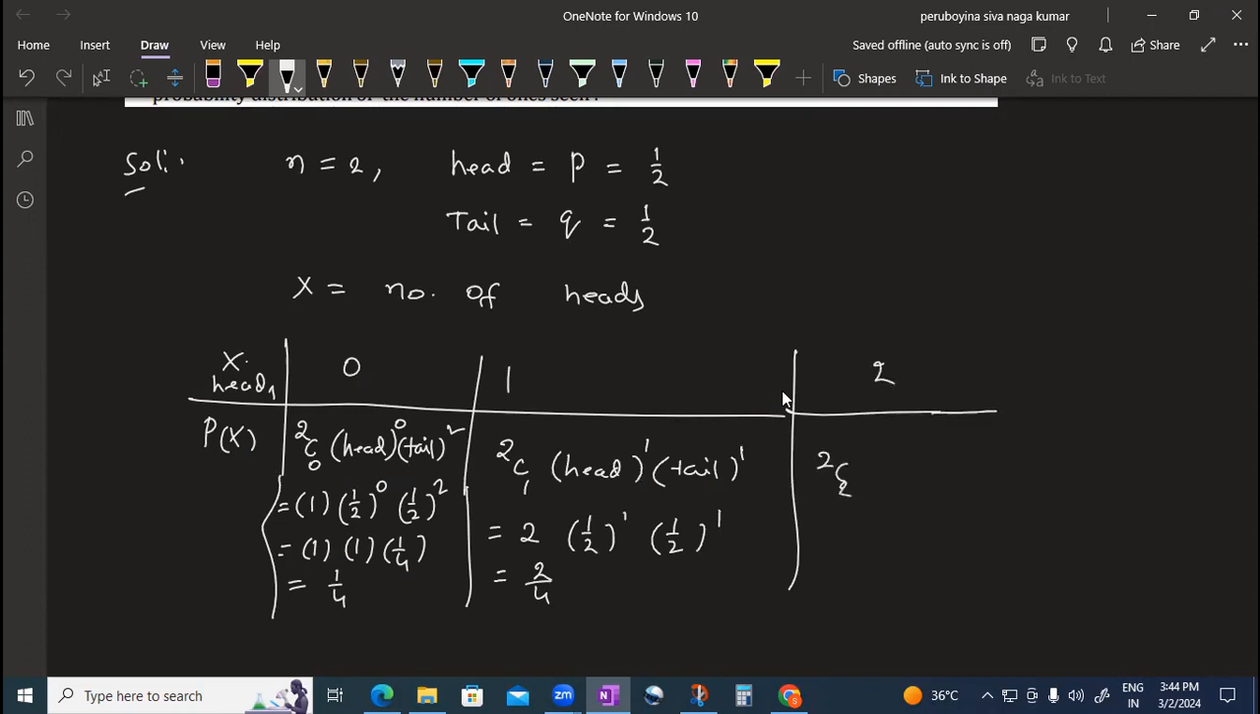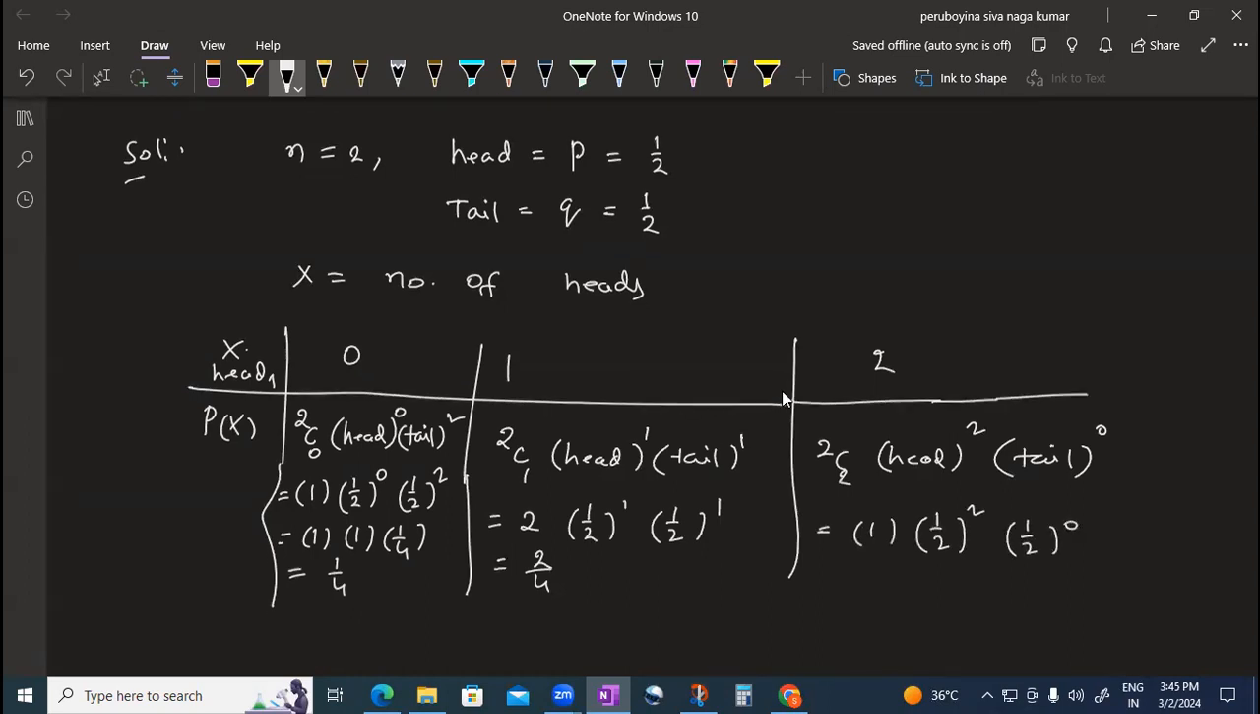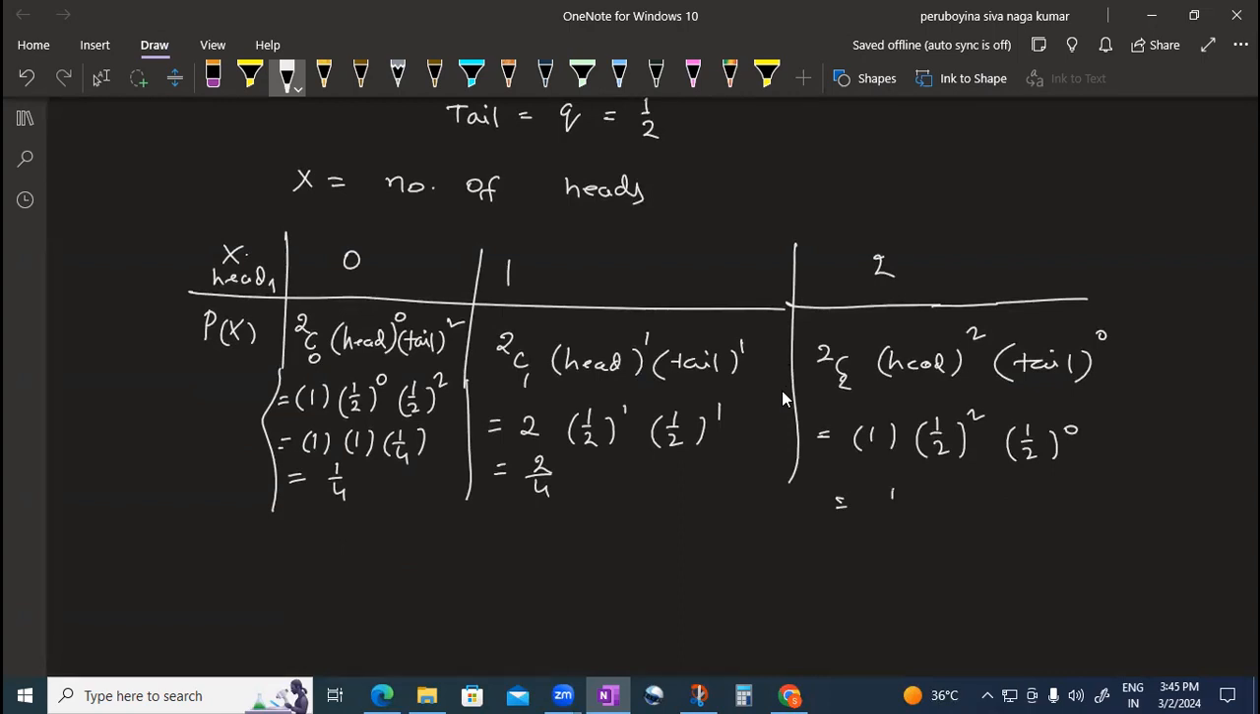Next, the last case, two heads. Select 2C2, and heads are 2. That means tails are 0. No tails there, because both coins show head. 2C2 is 1, head probability is 1 by 2 square, tail probability is 1 by 2 power 0. So this is also 1 by 4.